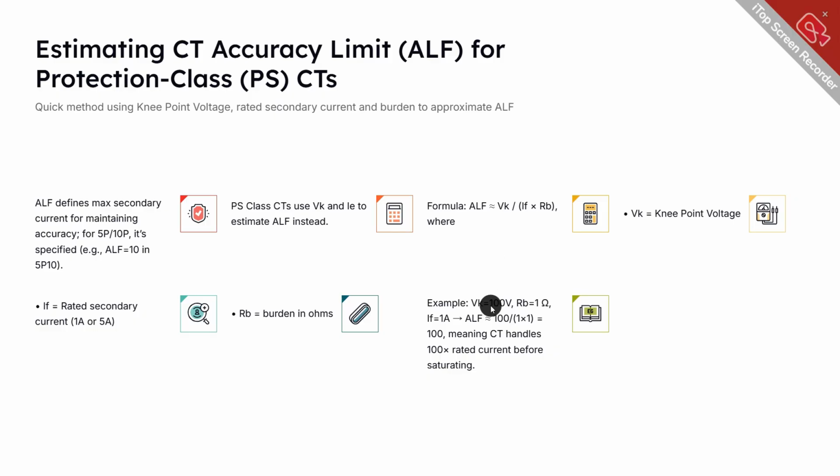For example, VK 100 volt, burden is 2 ohm, and then fault current. Here it is given 1 ampere, but you have to use fault current. So if you divide 100 by 20, that is 5 times. Okay, so this is how we have to calculate the accuracy limit factor for PS class.